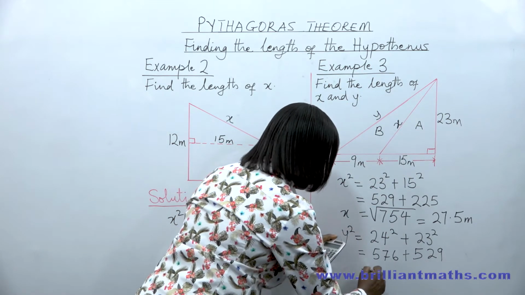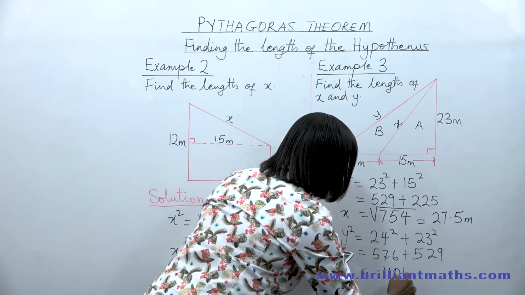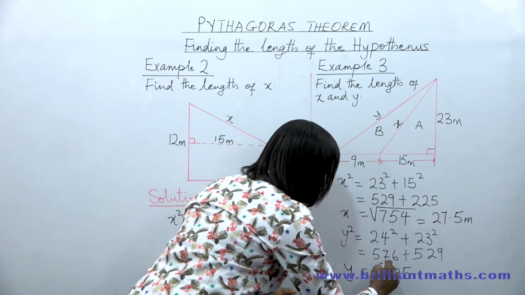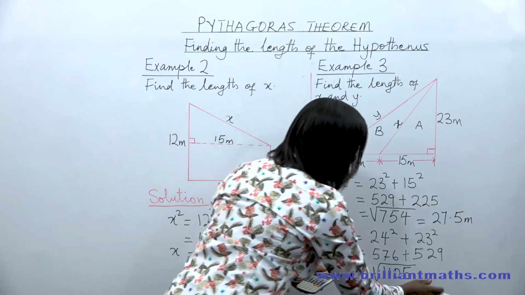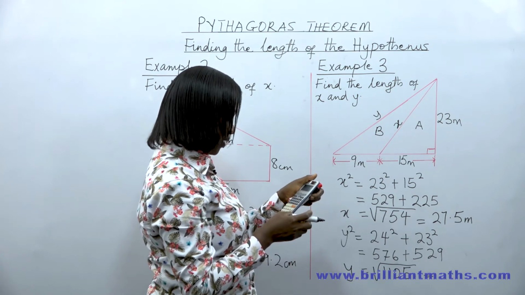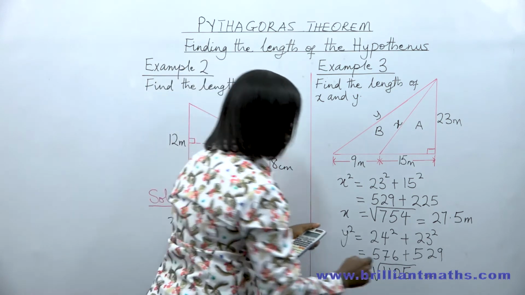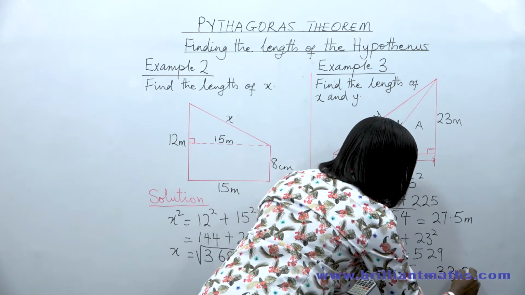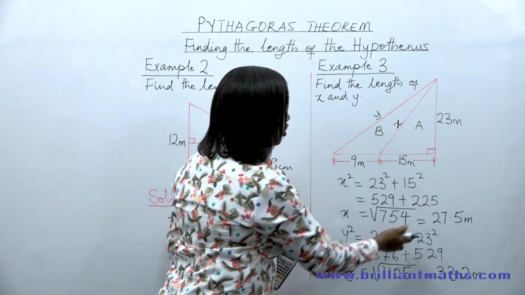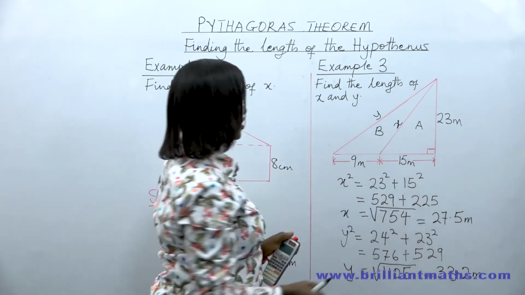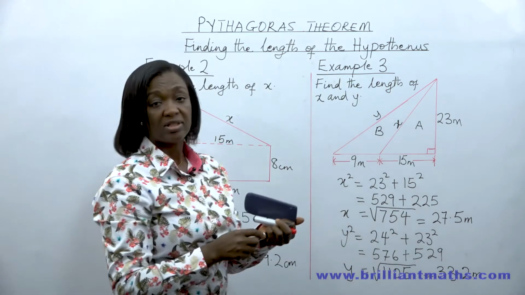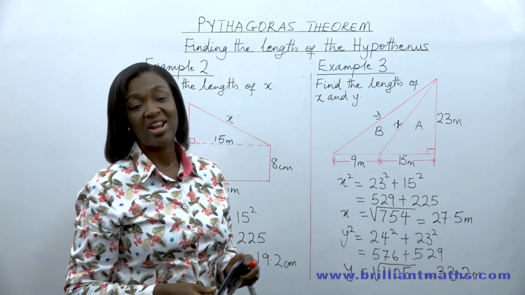So the total is 1,105. So y squared is equal to 1,105. So y will be the square root of 1,105, and that will be equal to 33.24, about 33.2 meters. So we found the length of x. X is equal to 27.5 meters, and y is equal to 33.2 meters. You can get more examples from Brilliant Maths Module 4.